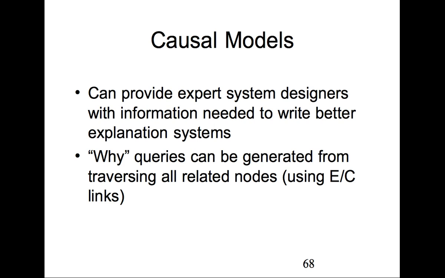You can provide expert system designers with the information needed. Causal models might be an observation. The causal model might be, well, this test that you've got that is working for psychological disorders, it does a really good job determining proper career paths because it actually accurately described the person and said, hey, you must be a construction worker.